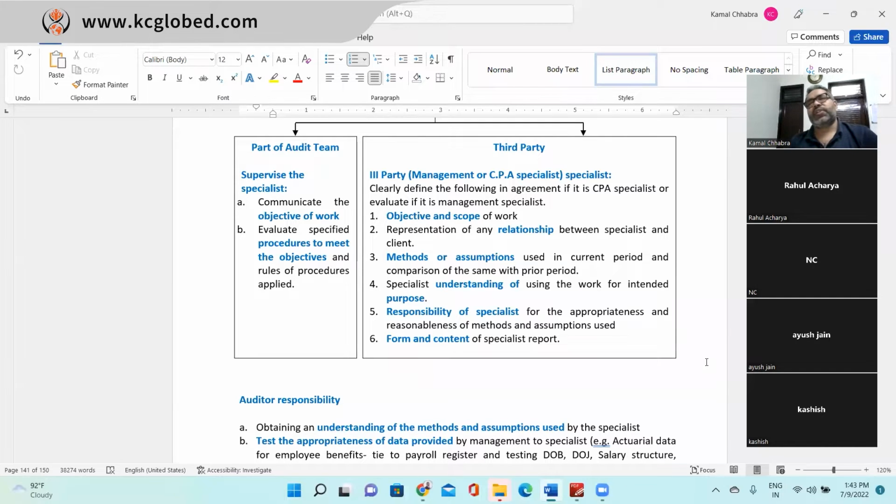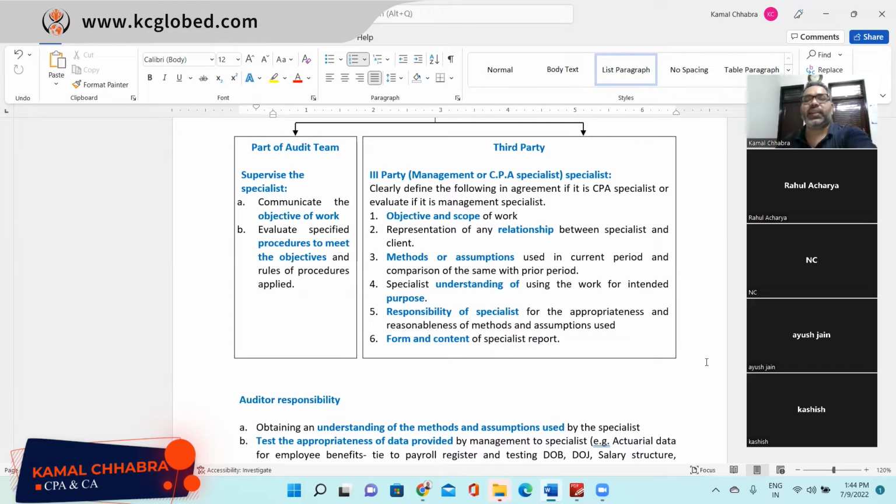So the specialists which are part of audit team like tax specialists, IT specialists, we need to supervise their work, right? We need to communicate the objective of the work to them, and we need to meet them from time to time. At the planning stage and execution stage, we should go parallelly to understand how things are going, and then we can take the objective decision on the conclusion reached by them. So we will consider them as part of the team, and we will involve them in the planning stage, execution stage, and conclusion stage, and we will take their inputs for the respective financial statement audit, right?